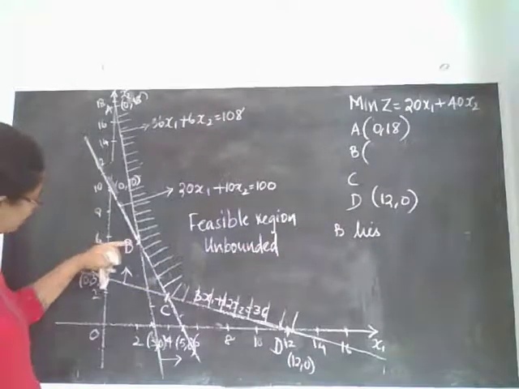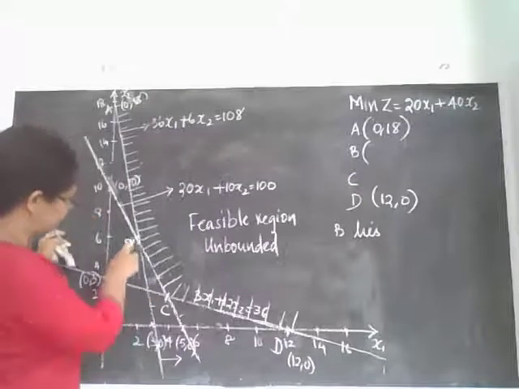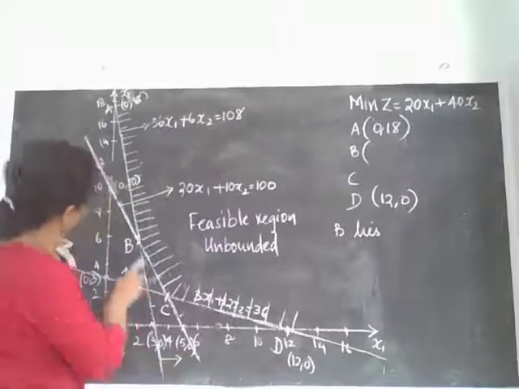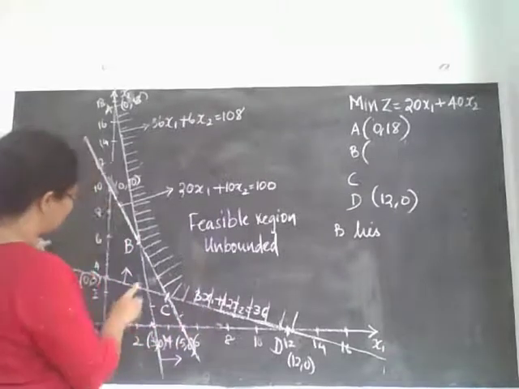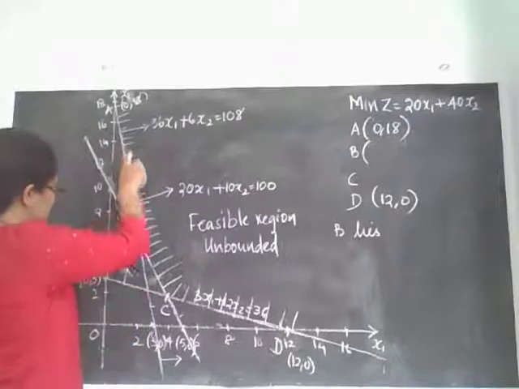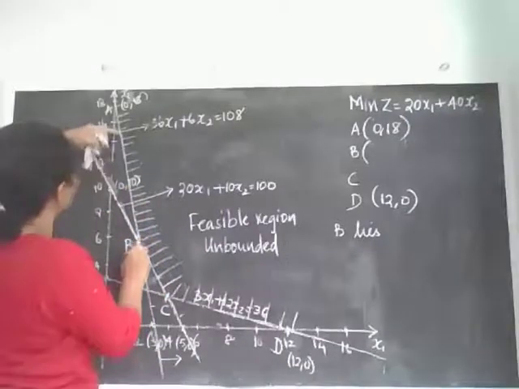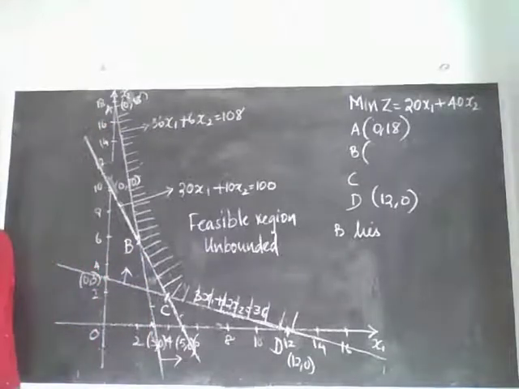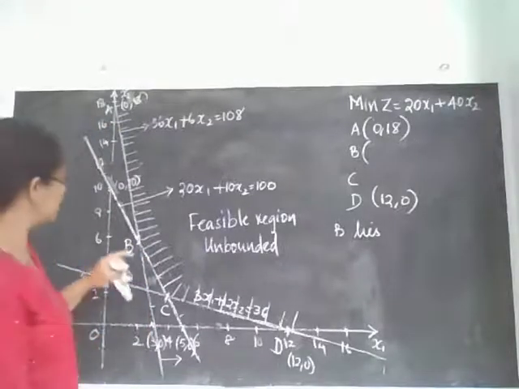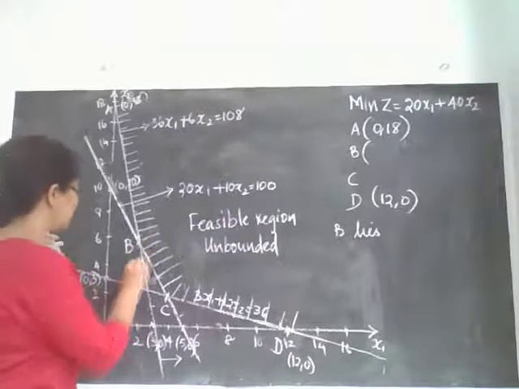Okay, here it is. That is 20x1, which is a line. B line, that is 20x1 and 3x2. And D lies on this one and this one. B lies on 36x1 and 20x2. Okay, so that's right. B lies on a line.